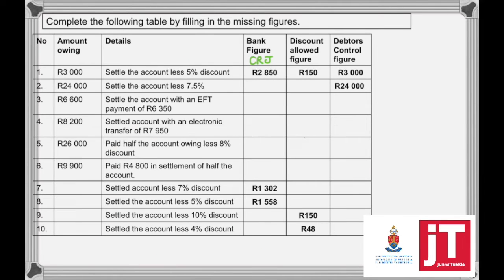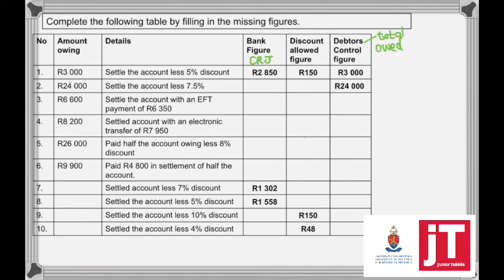If we look at activity 4, they ask us to complete the table by filling in the missing figures. The bank figure is the amount deposited into our account in our bank column in the CRJ. The discount allowed figure is the percentage discount calculated on the total amount owed. And the debtor's control is the total amount owed. If we take that first example, the owing amount is also the control figure. How did they get the 150 Rand? They took the 3,000 times 5%. That gives us 150. And then minus it off to get the bank figure of 2,850.